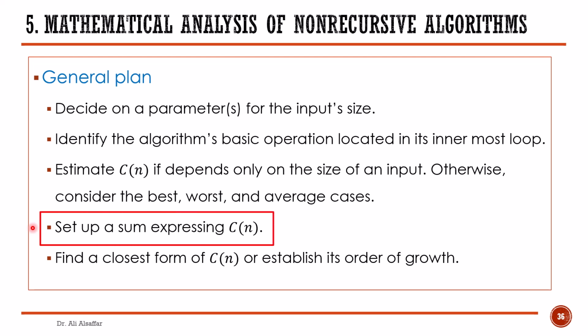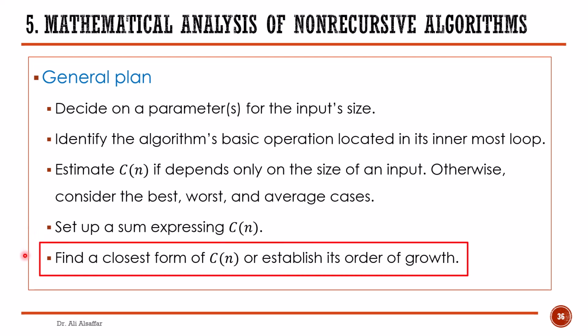For non-recursive algorithms, usually they consist of loops, maybe a single loop or nested loops. And to analyze such algorithms to find the time complexity Cn, you need to count the number of iterations of these loops and how many times the basic operation is executed in each iteration. The result is a summation expressing the time complexity Cn.